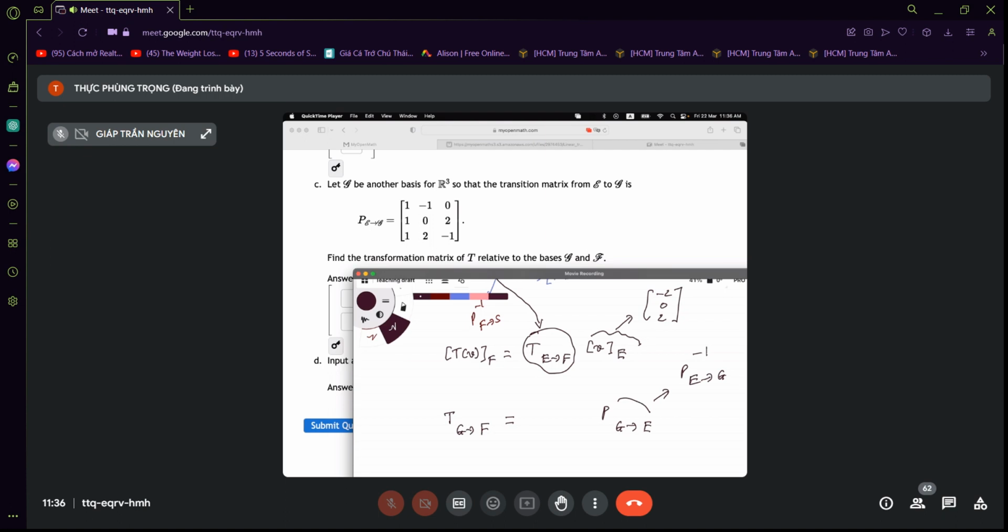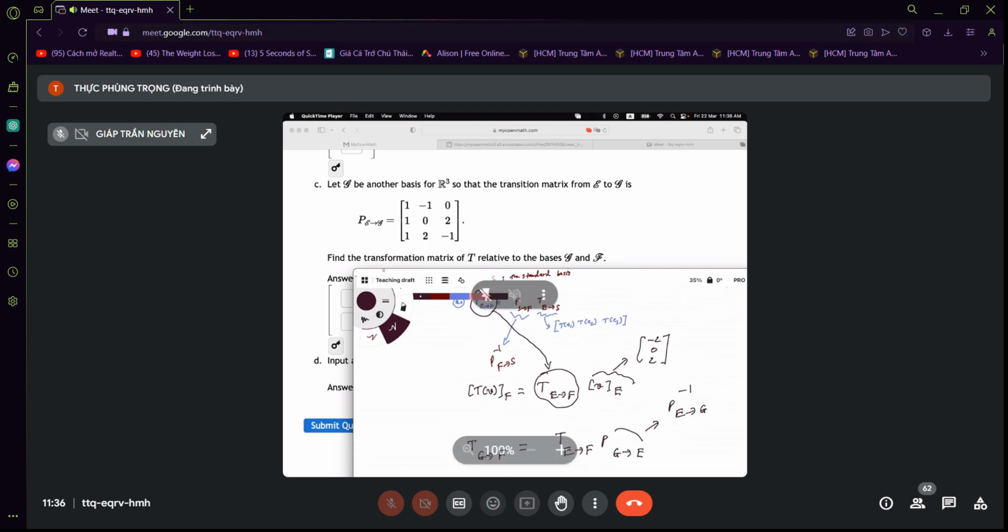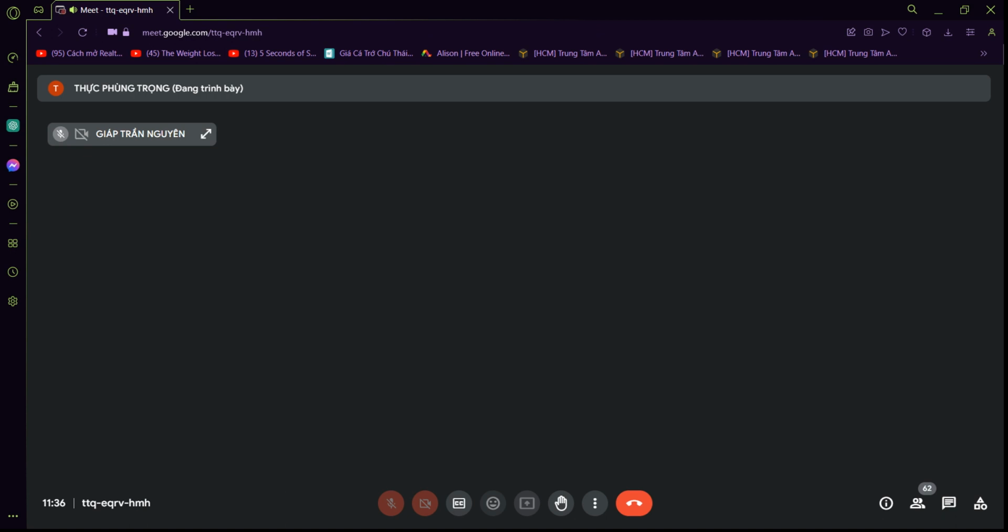So basically, we have from G to E, and then we need to go from E to F, right? So we put T right here on the left. And again, this one is already from the first part of the question, and this guy we are given in the question. So that's what we have for the third part. We had two formulas, and you can see in C we can apply this one. So let's go to the last one.